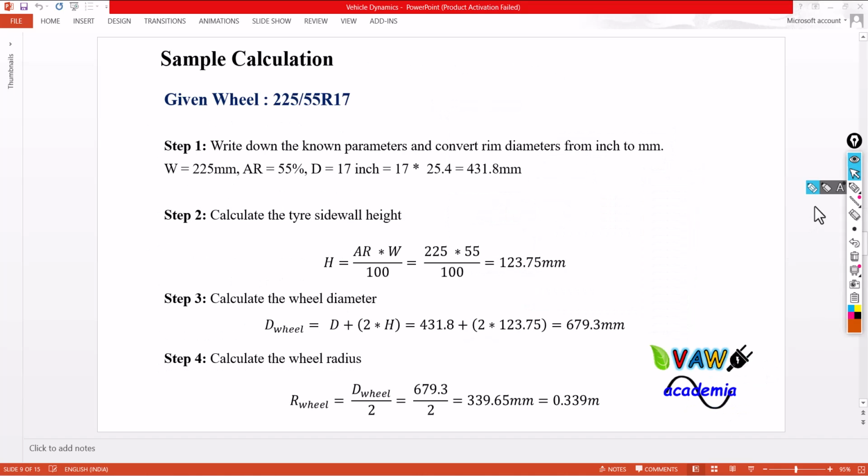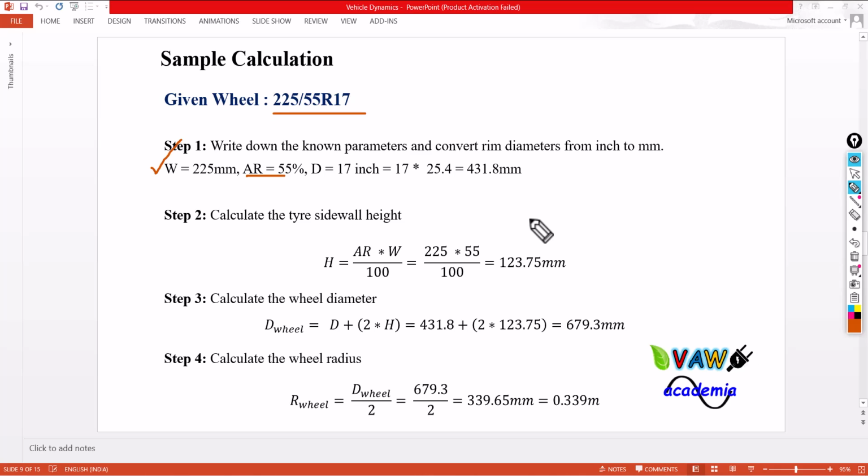For example, if you take this tire, 225/55R17, this is the given wheel. I'm going to calculate the radius of the wheel. Step 1, we have to write down the parameters and convert all the parameters into millimeter. Width of the tire is 225 millimeter. Aspect ratio is 55%. Diameter in inches is 17, which will be converted into millimeter, giving 431.8 millimeter.